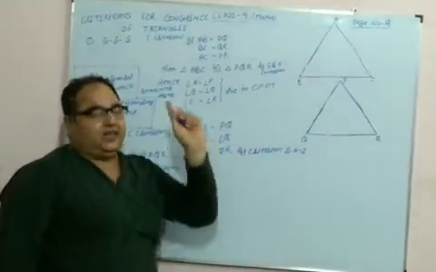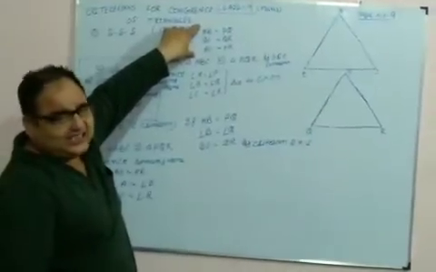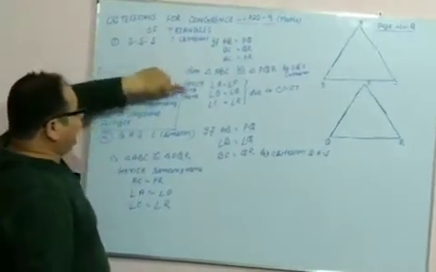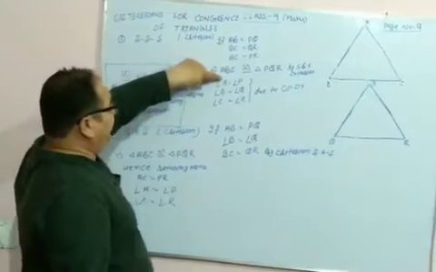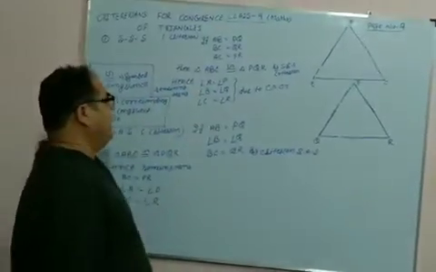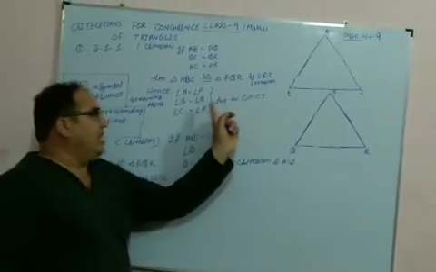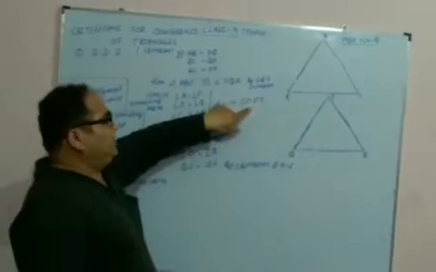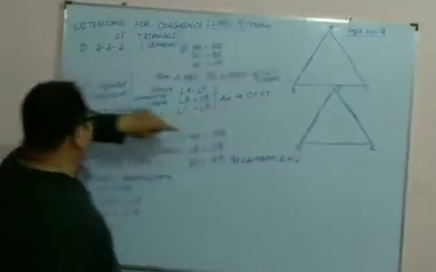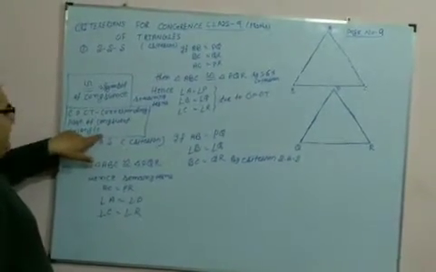Three we use to prove the criterion conditions, and here are the remaining three. Angle A equals angle P, angle B equals angle Q, angle C equals angle R. These are already equal due to CPCT. What's the meaning of CPCT? Corresponding parts of congruent triangles.